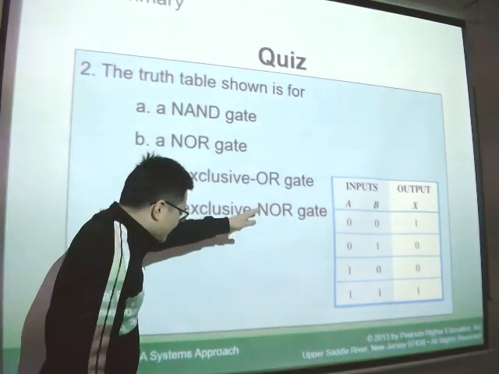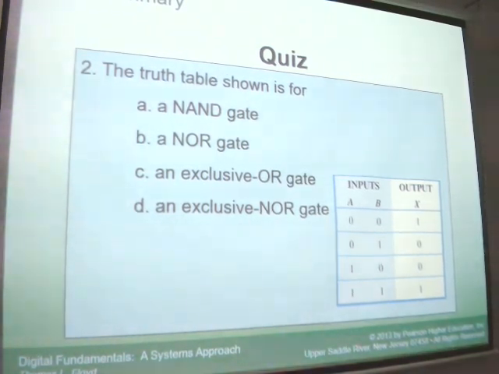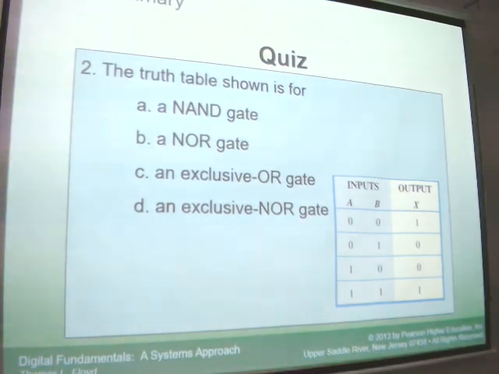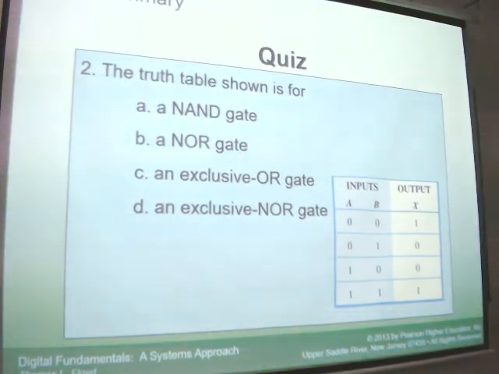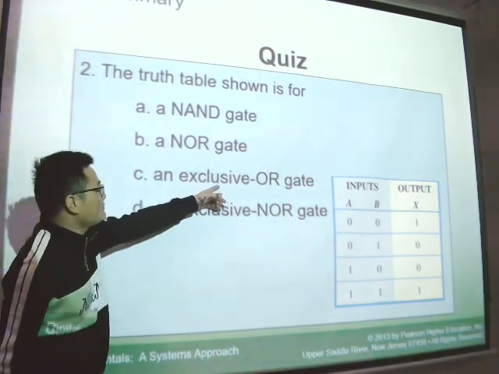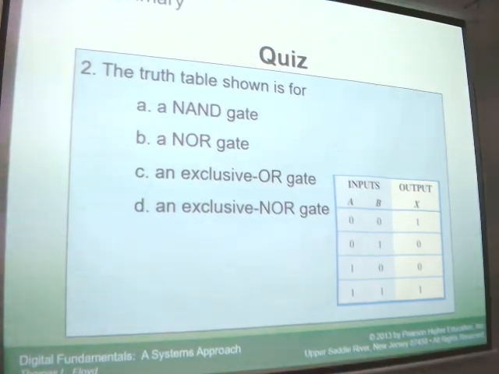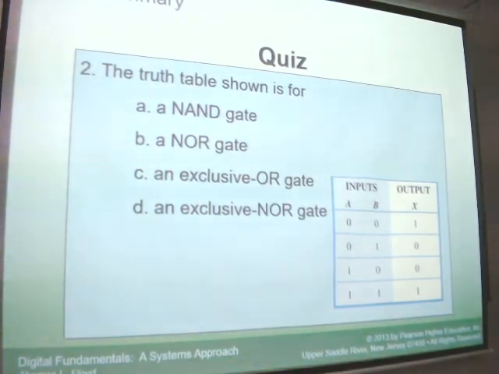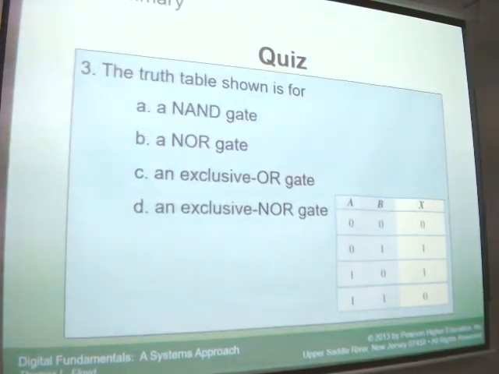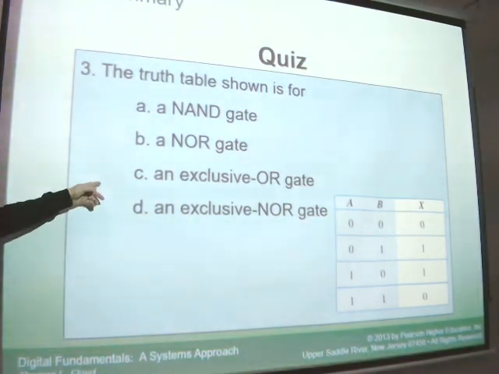Exclusive NOR gate is also named XOR gate, right? No, XNOR gate, sir. Oh, XNOR gate. And the exclusive OR gate is also named XOR gate. Question three. The truth table is for the XOR gate. So the answer is C.